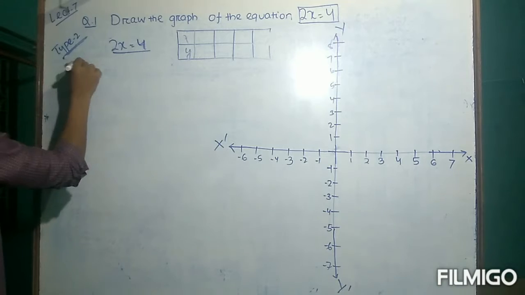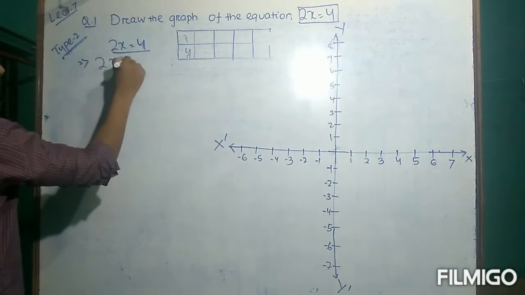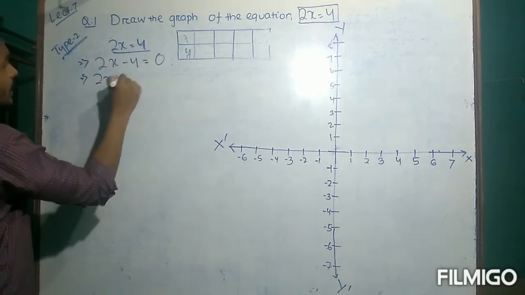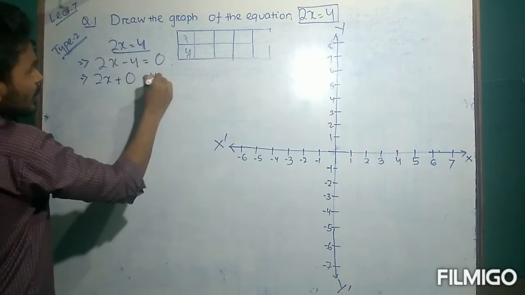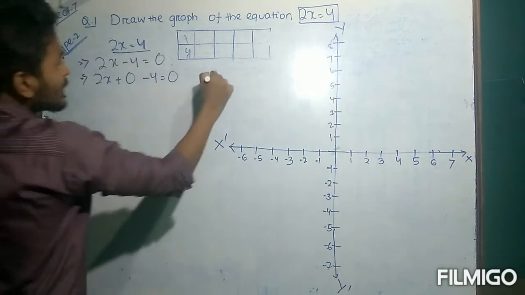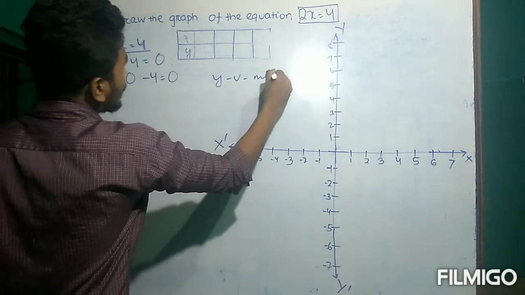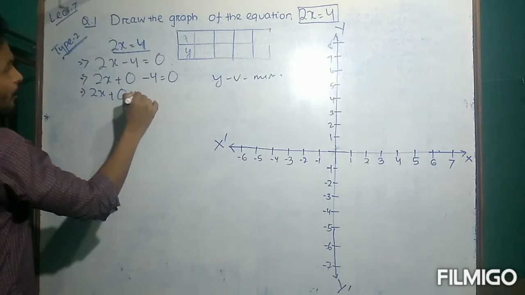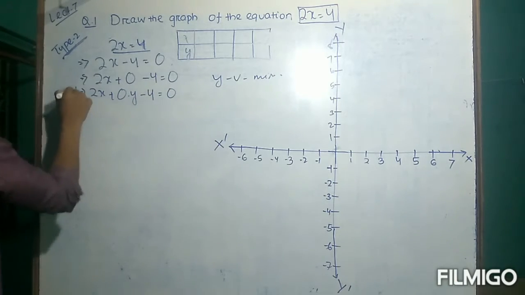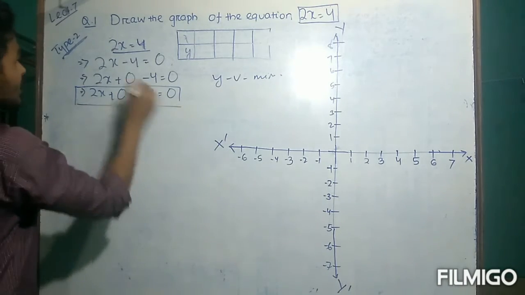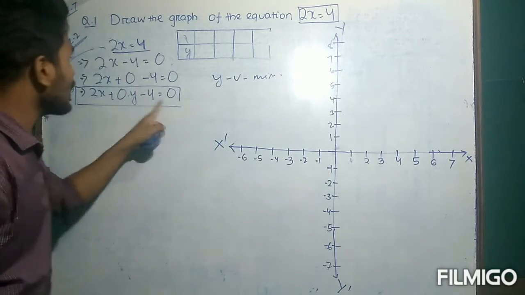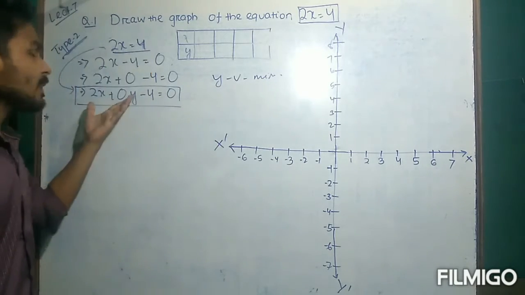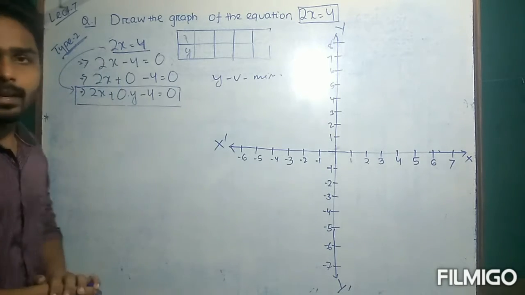So let's convert it. We can write this equation as 2x minus 4 is equal to 0. Then you can write 2x plus 0 minus 4 is equal to 0. Which variable is missing here? The y variable is missing here. So you can write 2x plus 0 as 0 into y, minus 4 is equal to 0. Now our initial equation has been converted into a linear equation in two variables, x and y. Now we have to find some solutions for this linear equation.